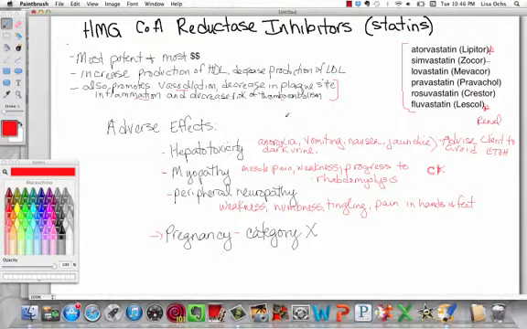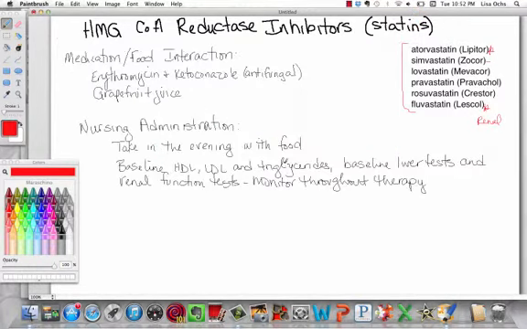All right, so I'm going to pause here for a moment and then talk about some of the interactions and nursing considerations. To finish up the statins, some medication and food interactions. Erythromycin and ketoconazole. Erythromycin is an antibiotic. Ketoconazole is an antifungal agent, and grapefruit juice. These three things will all increase the level of statins.